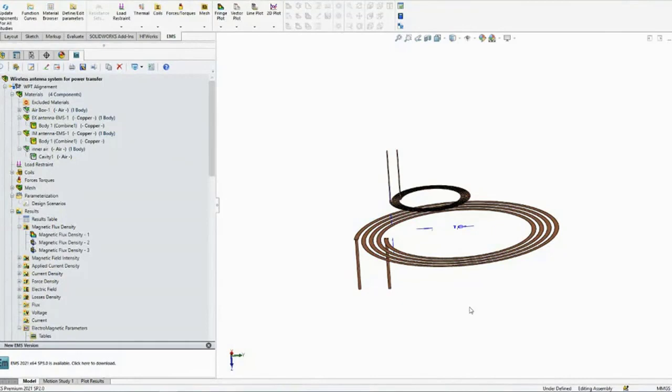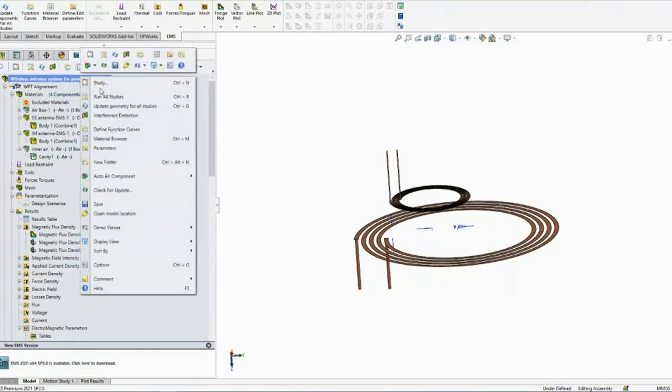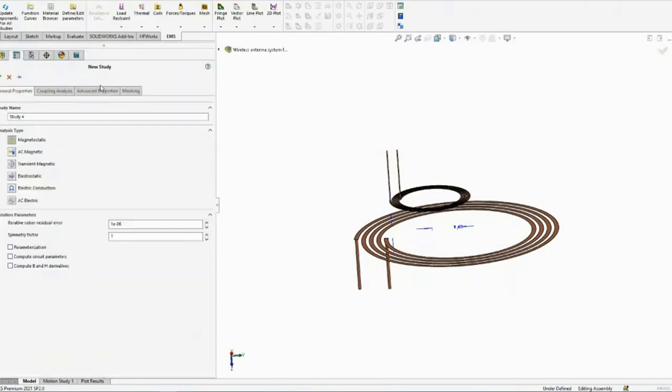how we can compute the efficiency and the coupling coefficients. In EMS, it's very easy to create a study. You click the study, and for this type of application, you're going to use either AC magnetic, or time harmonic, or transient magnetic. In this case, it's AC magnetic, so you're going to specify a frequency of 13.56 megahertz.